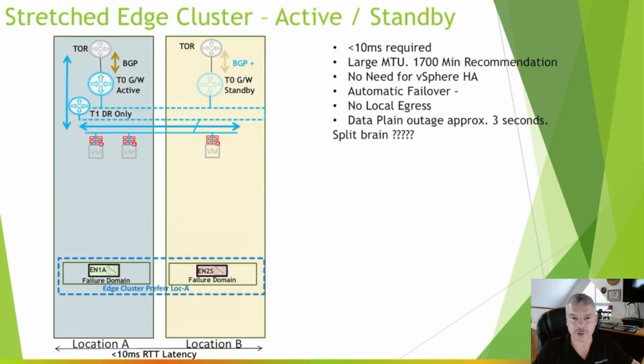So, stretched edge cluster, active standby. First of all, you want to make sure it's less than 10 milliseconds. As I mentioned, for your edges in the same cluster, that's the maximum latency between them. We do need a large MTU across the sites. I've already talked about that. No need for vSphere's high availability because this is outside of vSphere. We don't rely on vSphere's HA. This is part of NSX configuration. It provides for automatic failover. No local egress.